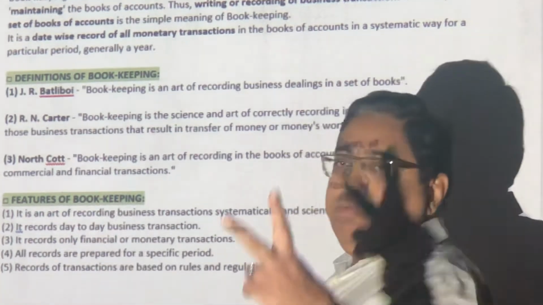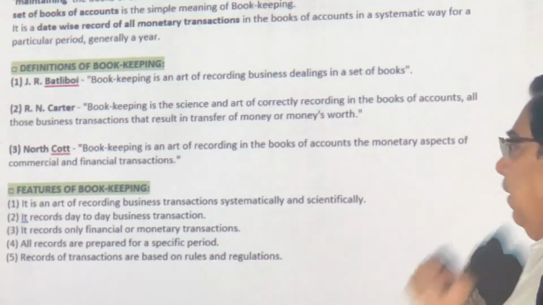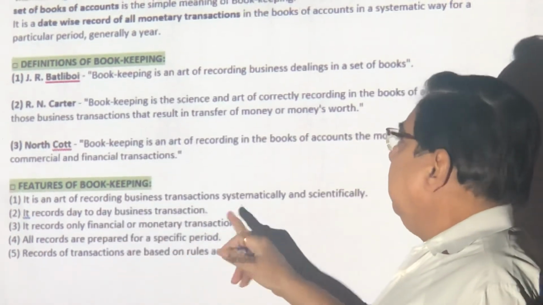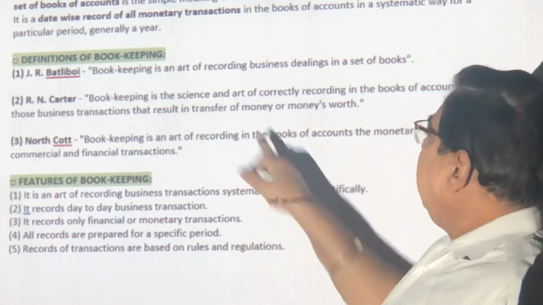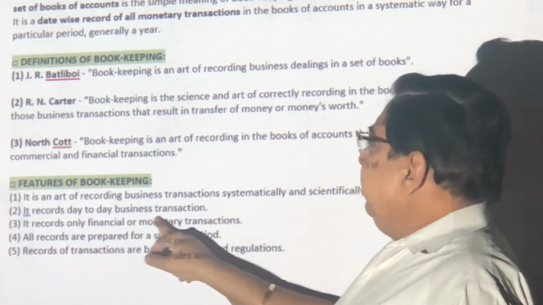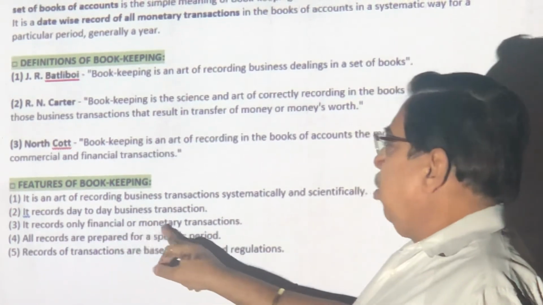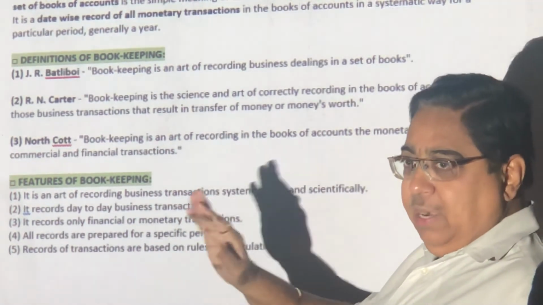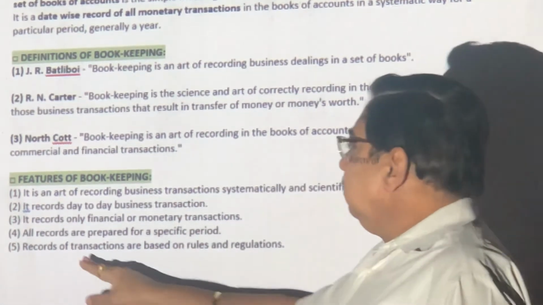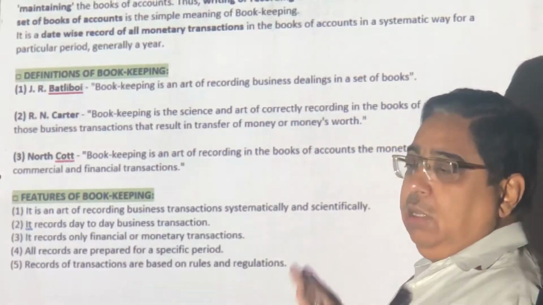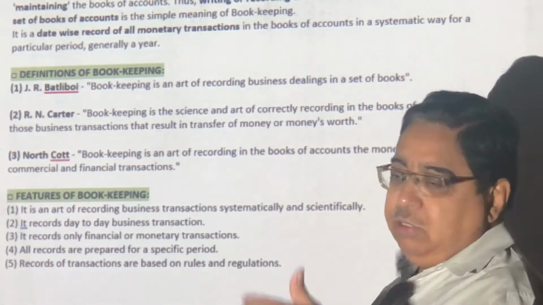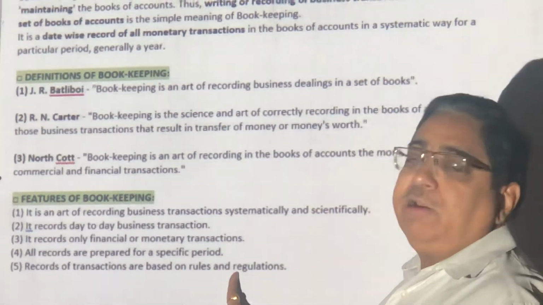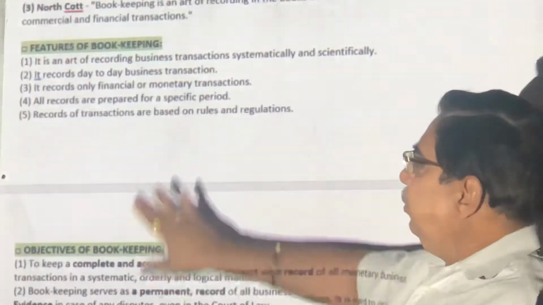What are the features? A 2-mark question will come in the exam. First, we'll take this from the definitions. Art of recording, systematically, scientifically. Day-to-day business, only financial or money transactions. For a period, generally 1 year, or 1 month, or 1 day, you have to start writing accounts. And rules and regulations. These are written on the left, these are written on the right, these are written in this manner. The amount is written like this. Rules and regulations. So, features.